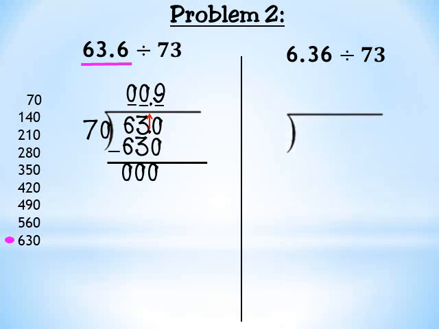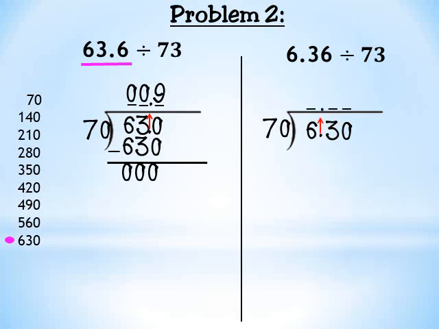Let's do the same thing, set up our garage. And we already know that 73 is going to round to 70. We don't need to skip count because we already have it skip counted off to the side. And we already know that the number is going to be 630. We are going to put 6.30 because in our original dividend, it says 6.36. So we're going to make the decimal be in the same exact spot.